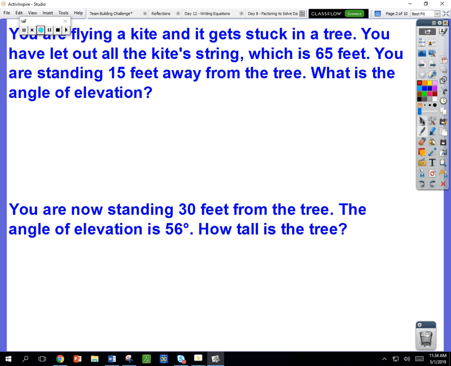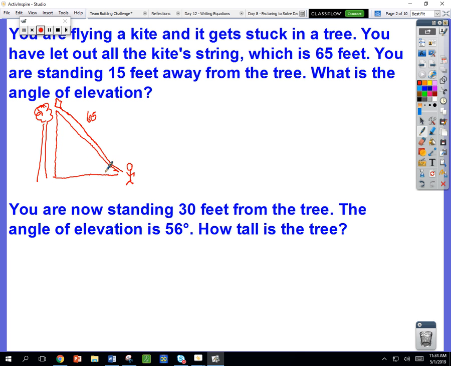Then I have these word problems. So I am going to draw a right triangle. And it talks about you're flying a kite. It gets stuck in a tree. So here is my tree. Here's the kite. You have let out all of the kite string, which is 65 feet. So that would be right here. So this is 65 because you are standing on the ground and it's getting stuck in a tree.